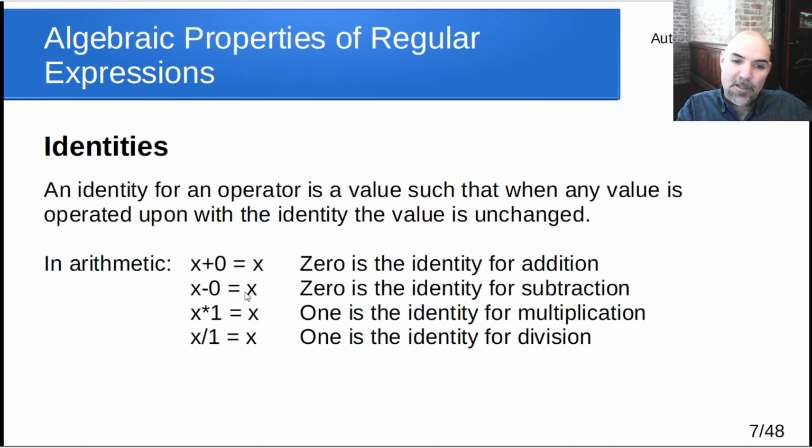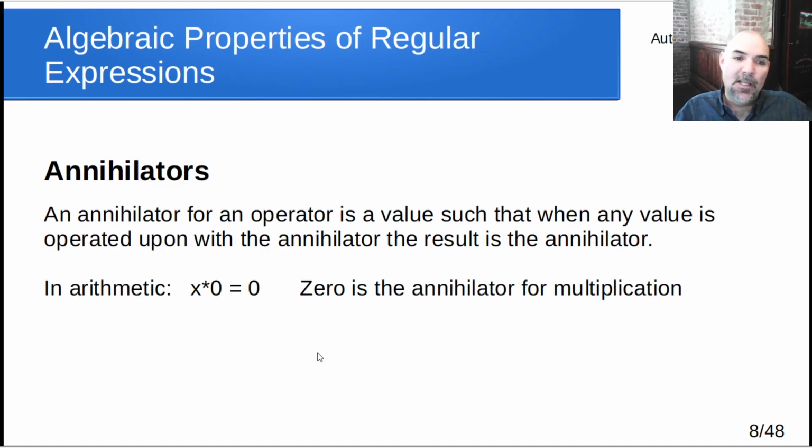The value 0 is also the identity value for subtraction. Anything minus 0 is the same thing we started with. And notice that 1 is the identity for multiplication and division. So X times 1 will always give X. X divided by 1 will always give X. So 0 is the identity for addition and subtraction. 1 is the identity for multiplication and division.